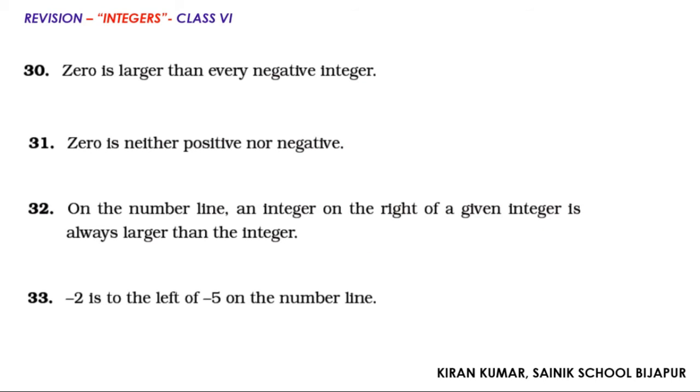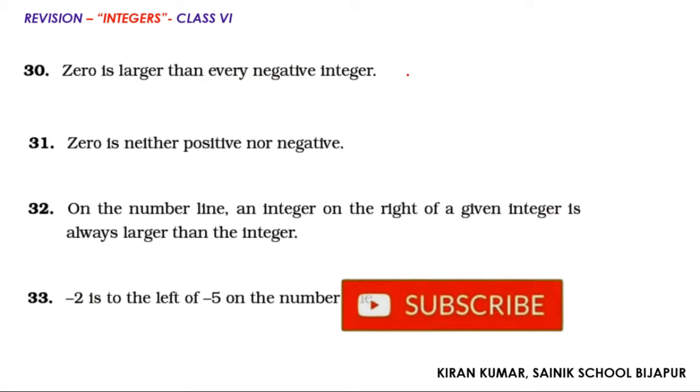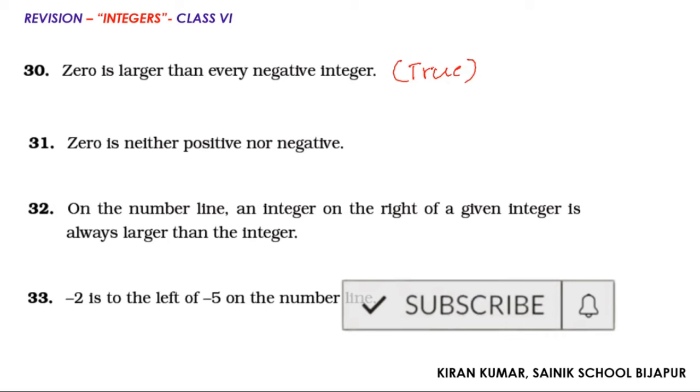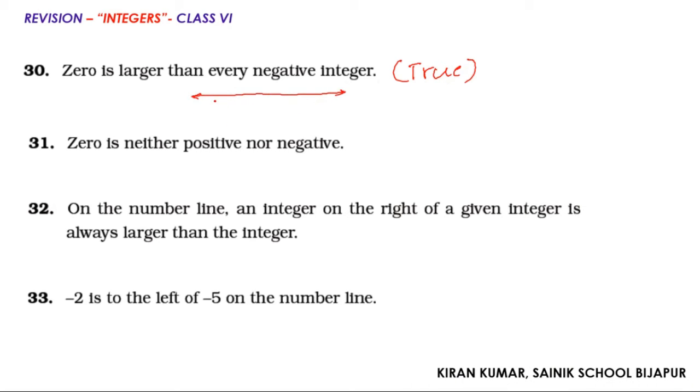Statement number 30. 0 is larger than every negative integer. This statement is again true. I want you to recall, we have the number line. In that we have the negative numbers followed by 0, then positive numbers. So after negative numbers we have got 0. So 0 is larger than all the negative integers. This statement is true.